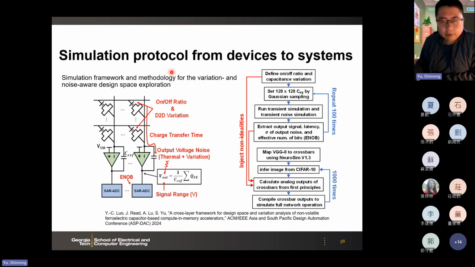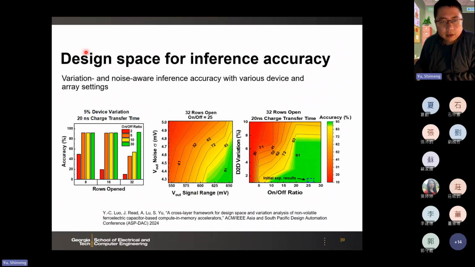So we built a simulation framework to evaluate the impact of non-ideal effects like limited on-off ratio, device-to-device variation, and thermal noise. We convert all of those to a signal-to-noise ratio at the output, and then this becomes the effective number of bits for the partial sum, and then we can do the neural network simulation with the noise on the partial sum, and then we can evaluate the accuracy. So here are some results.